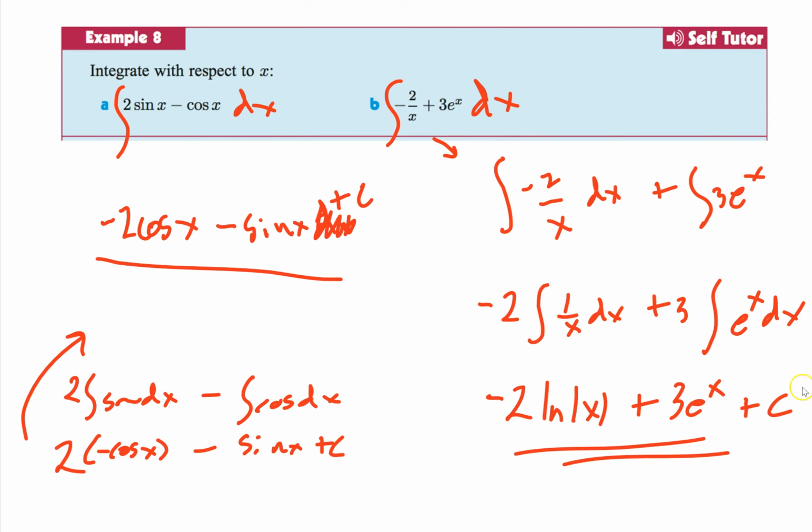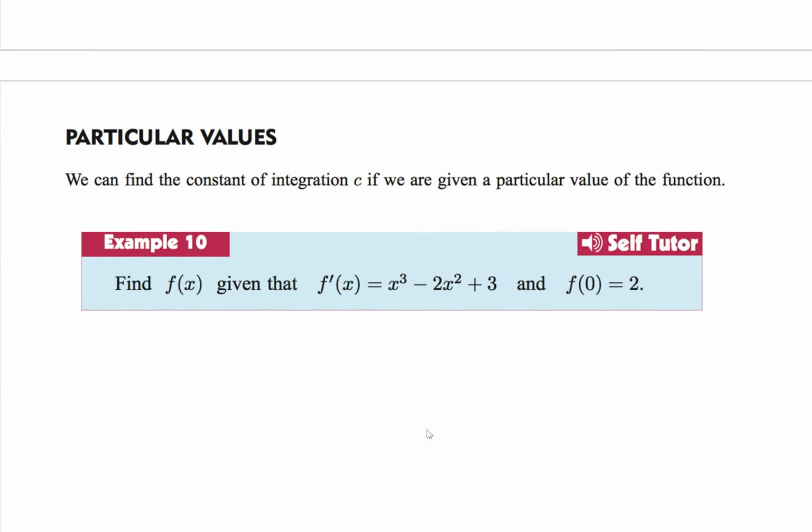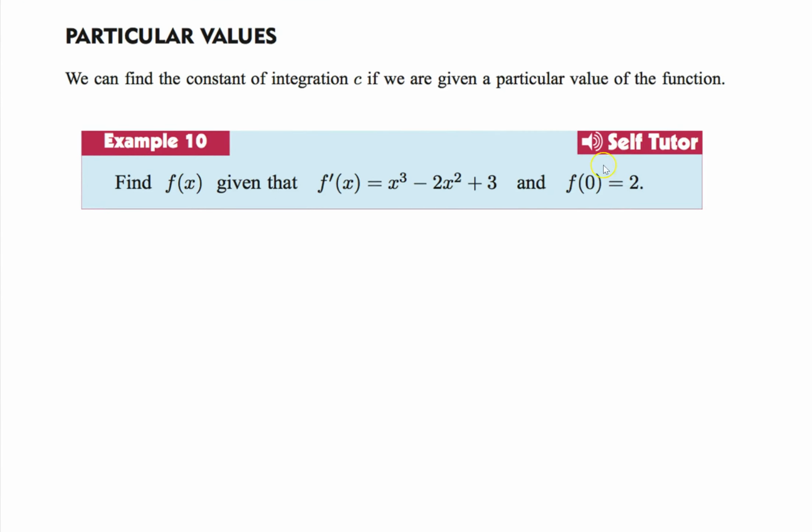We've been using this constant c, right? Now sometimes I'm actually having you find c. How do I know when I want you to find it? If they ever give you a point or a value here, like f of 0 equals 2, it's the same thing as saying the point (0, 2). If you're doing integration and they give you a point, it's to find c every single time. So if they ever give you a value like this, or they give you a straight-out point, they want you to find c. So let's look at this problem.